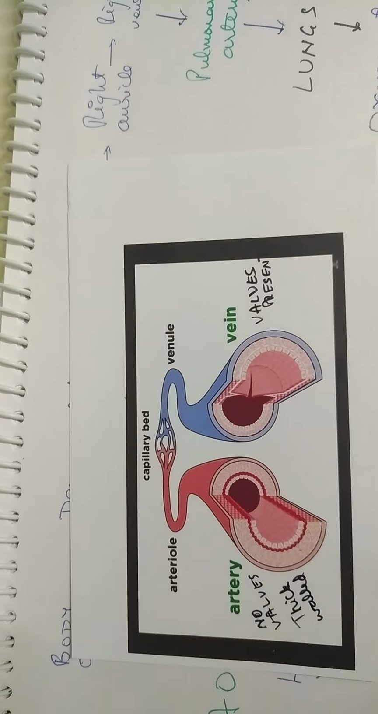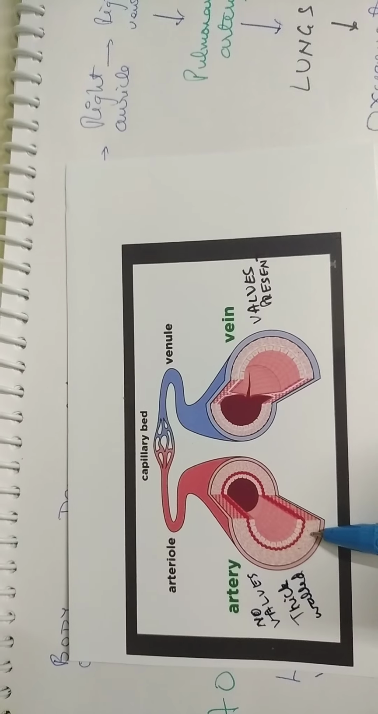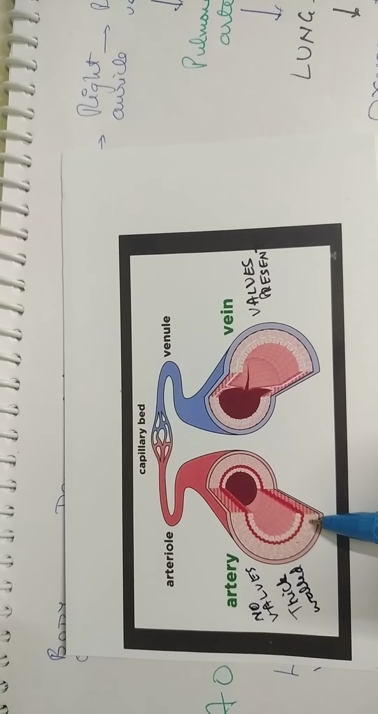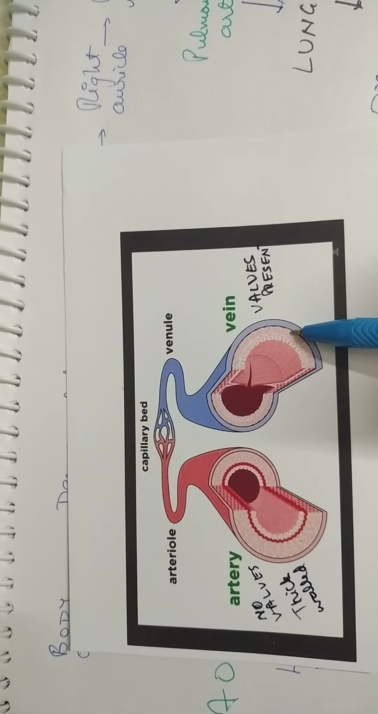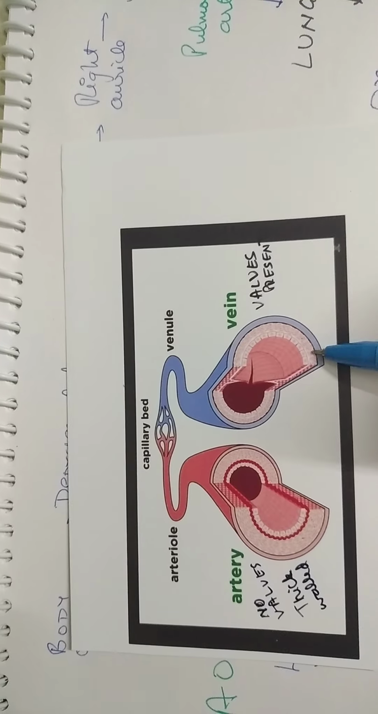What are valves? They are the structures which prevent the backflow of blood. Once the blood is flowing under high pressure, it doesn't need any valves, and moreover it carries oxygenated blood. Veins carry deoxygenated blood, so they have valves which prevent the backflow of blood.